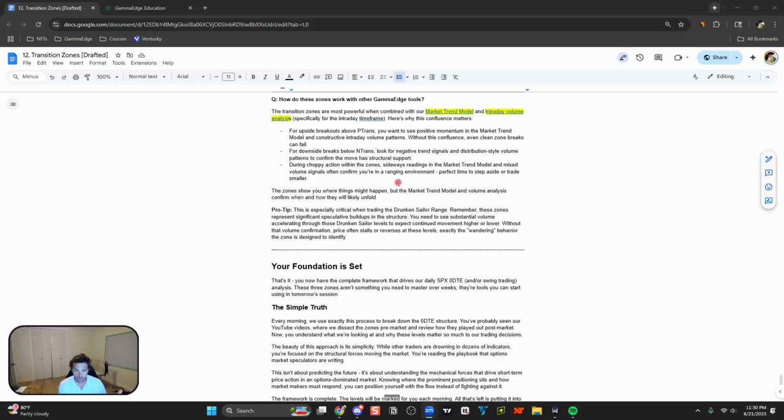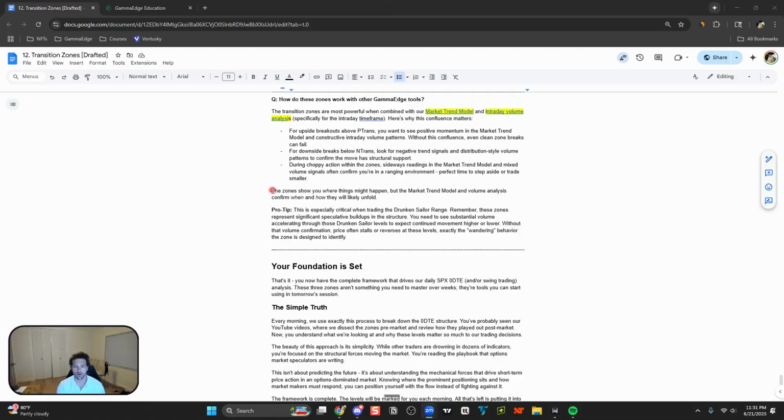The transition zones and intraday volume analysis are all very critical in understanding where those upper and lower goalposts are. So yes, this is great in helping to identify those trendy moves, but this is even better potentially for understanding where the market is likely not to go. And a lot of money can be made if you do understand that.